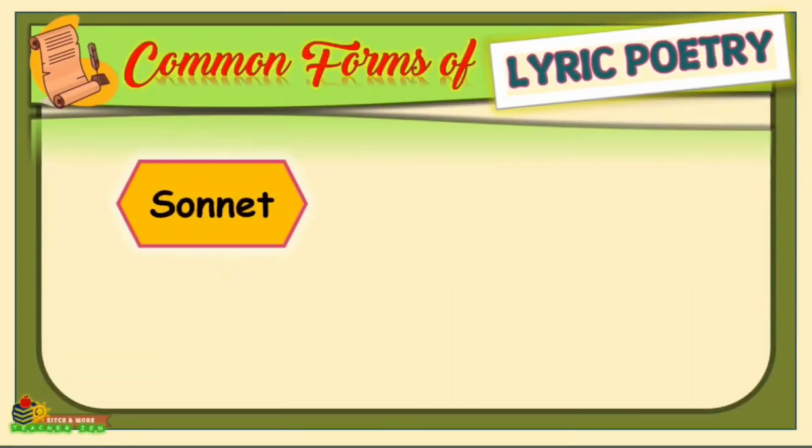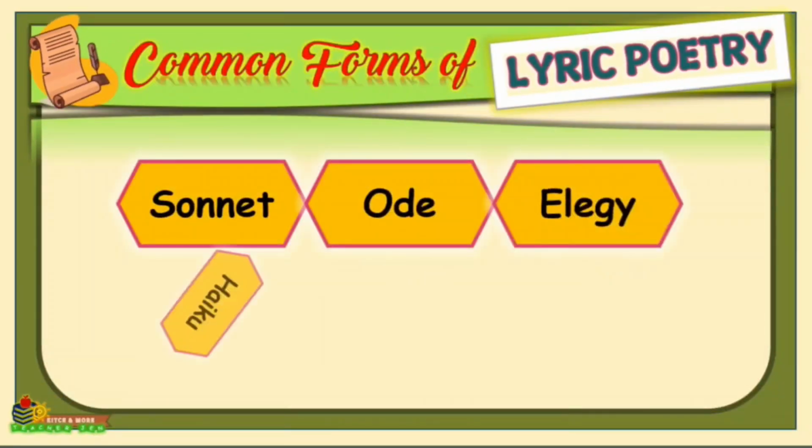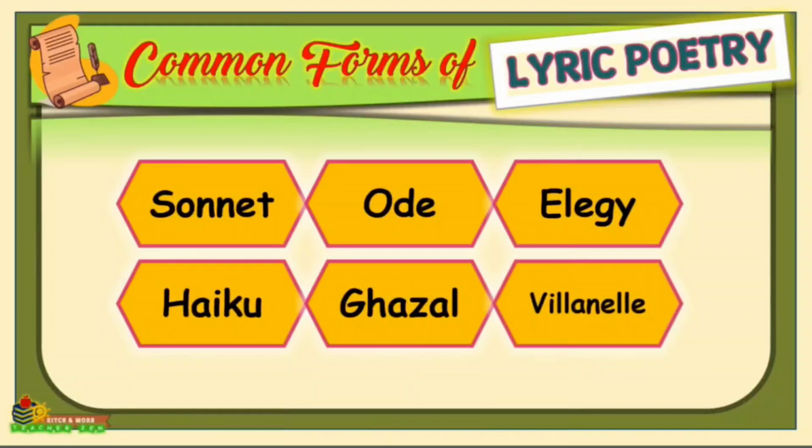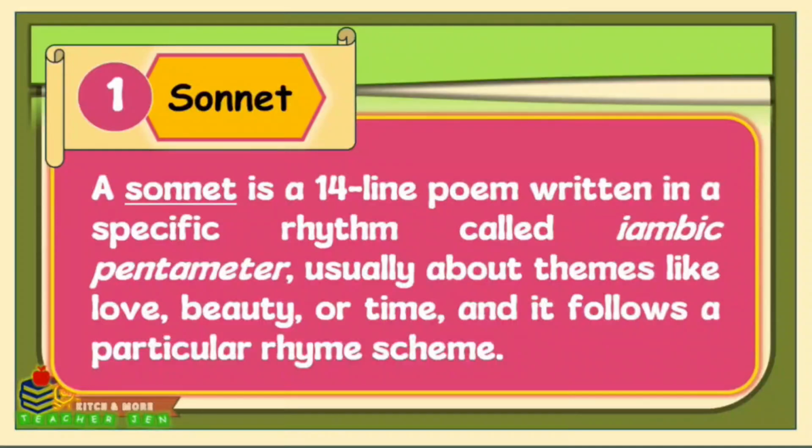Let's talk about the common forms of lyric poetry. We have sonnet, ode, elegy, haiku, ghazal, and villanelle. Let's first talk about sonnet. A sonnet is a 14-line poem written in a specific rhythm called iambic pentameter, usually about themes like love, beauty, or time, and it follows a particular rhyme scheme.